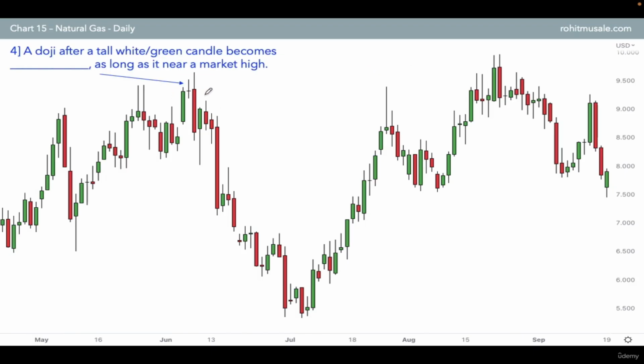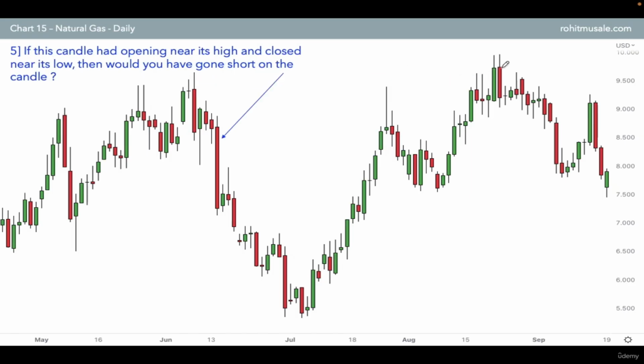Number 4, a doji after a tall white green candle becomes resistance. So this line becomes resistance because the doji comes after a tall white candle, as long as it is near a market high. And as you can see, it has become the resistance. And you see the false breakout also there.